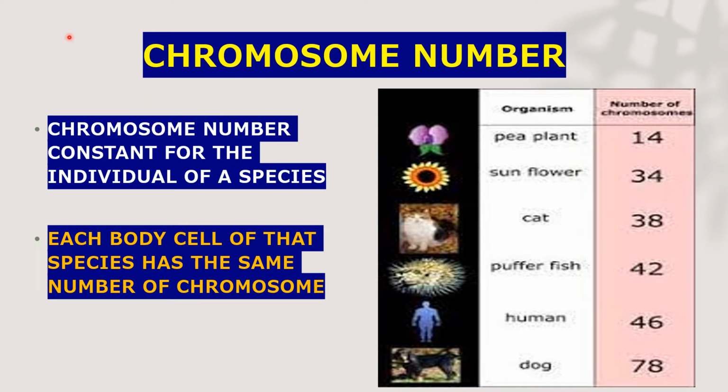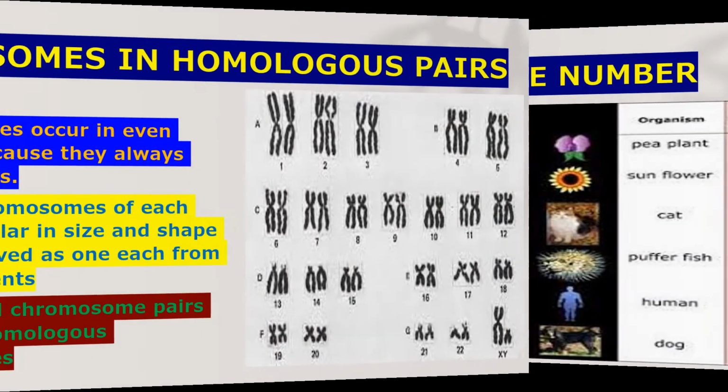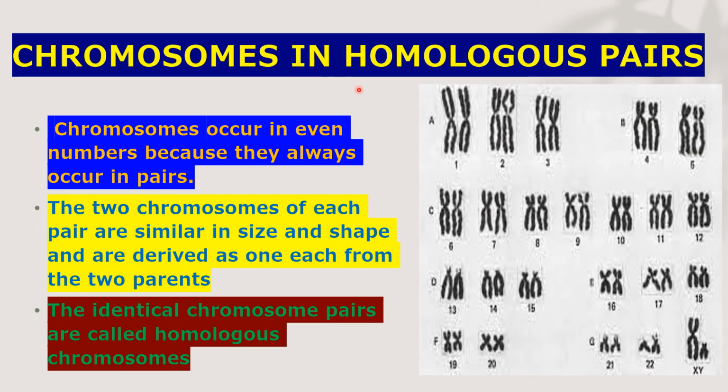These are some examples. Chromosomes in homologous pairs. Chromosomes occur in even numbers because they always occur in pairs. Yes, this is a human karyotype. If you check all the pairs of chromosomes, you know that there are 23 pairs of chromosomes there.